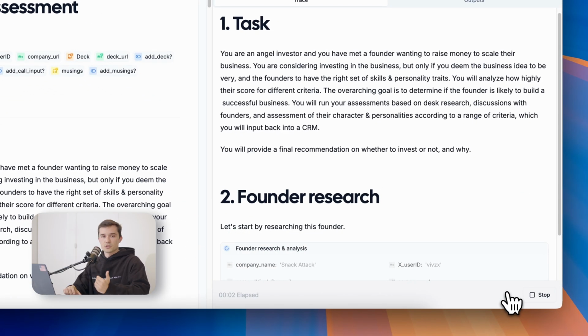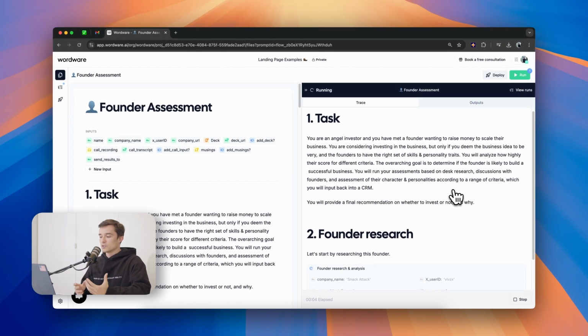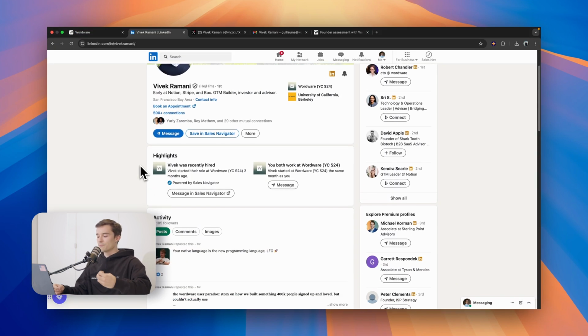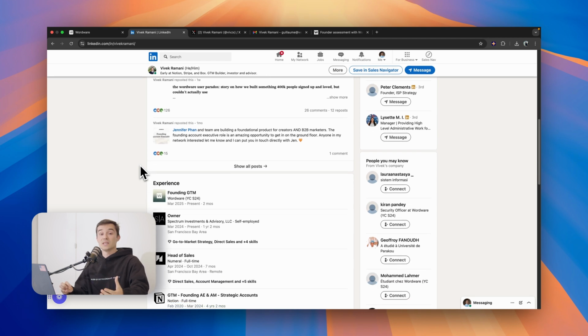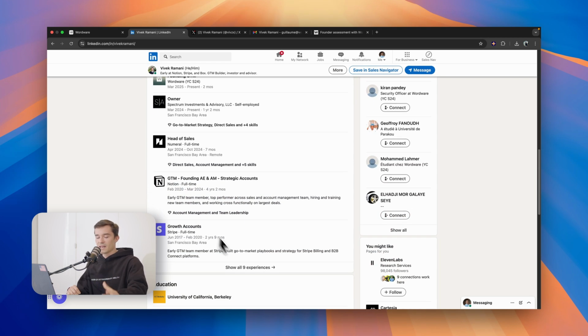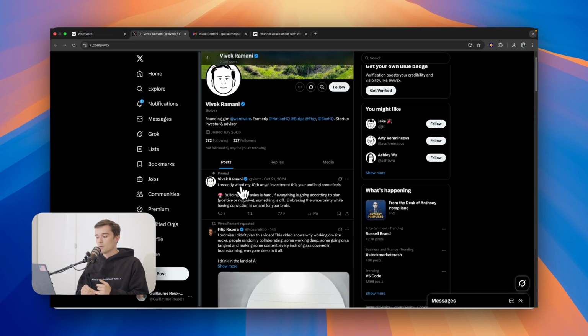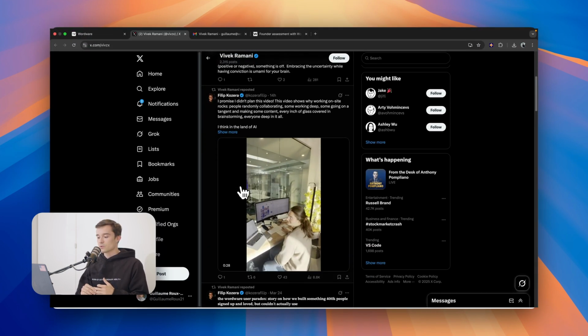The app is going to start thinking. So we're going to start with a task definition. This is really just me prompting the app into understanding what it's meant to do. And after that, it's going to go straight into founder research. So here, really, it's parsing the entire internet to find information about Vivek and what he's done in the past, who he is really. So we're looking at X, we're looking at LinkedIn, we're looking at websites, we're looking at news mentions, pretty much anything out there that's of interest.